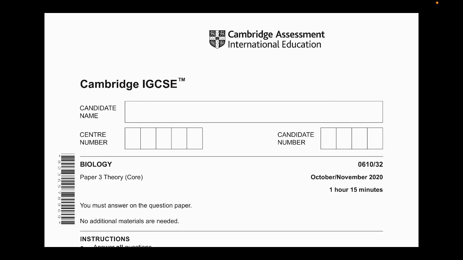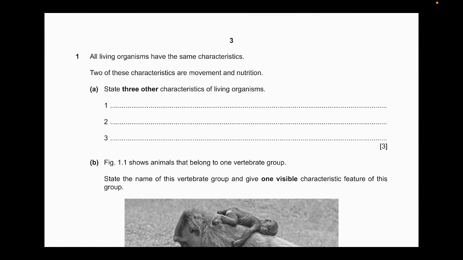Hello guys, today we'll be solving Cambridge IGCSE Biology Paper 3 Core Syllabus October-November 20 Paper 32. Question number 1. All living organisms have the same characteristics. Two of these characteristics are movement and nutrition. State 3 other characteristics of living organism. So other characteristics will be excretion, growth, sensitivity, respiration or reproduction.